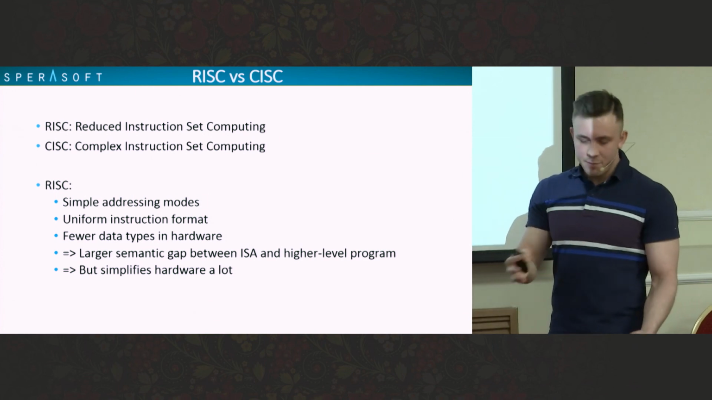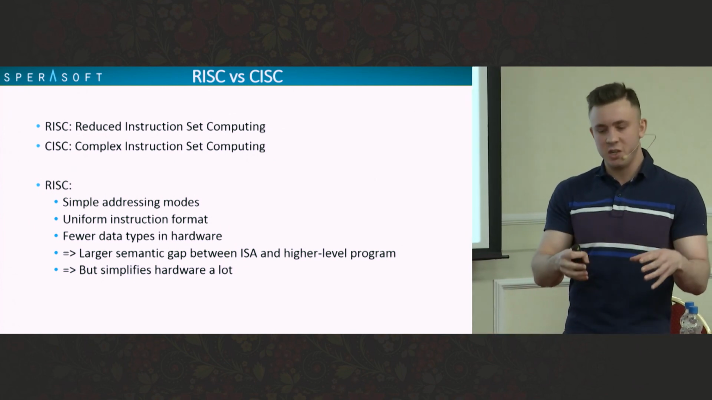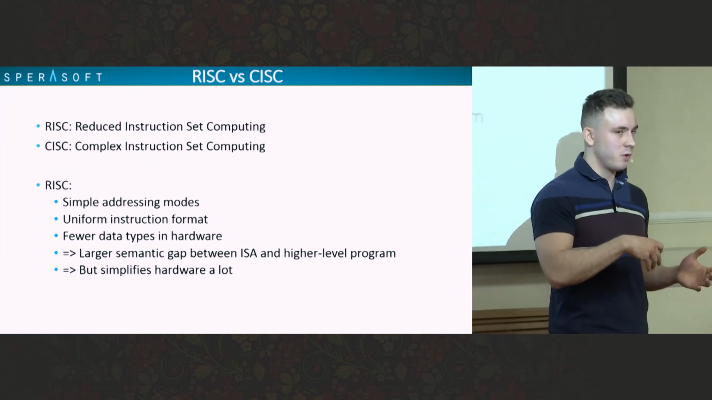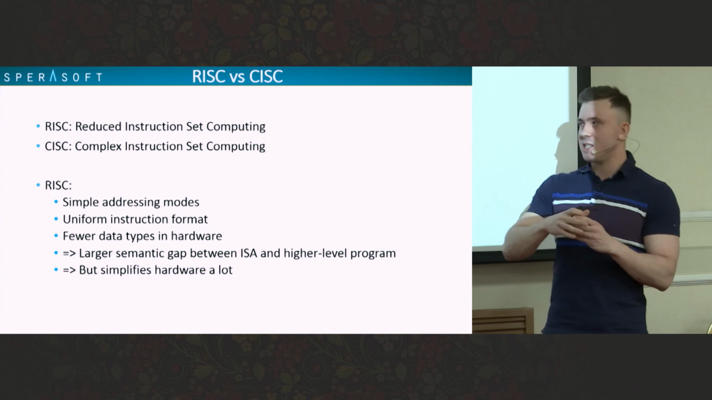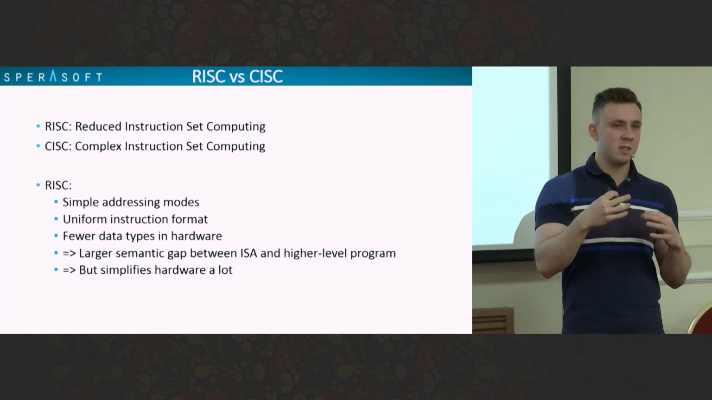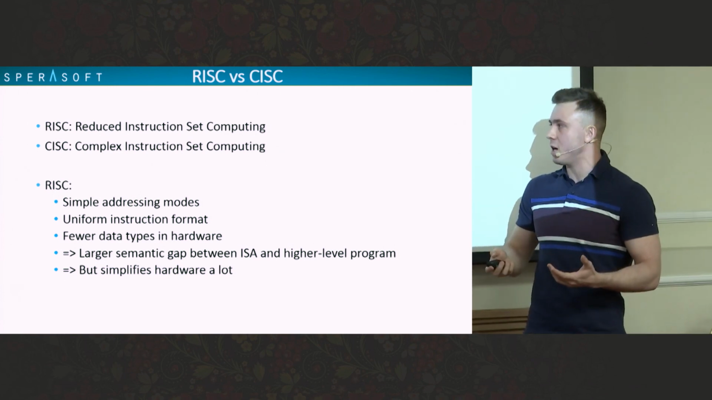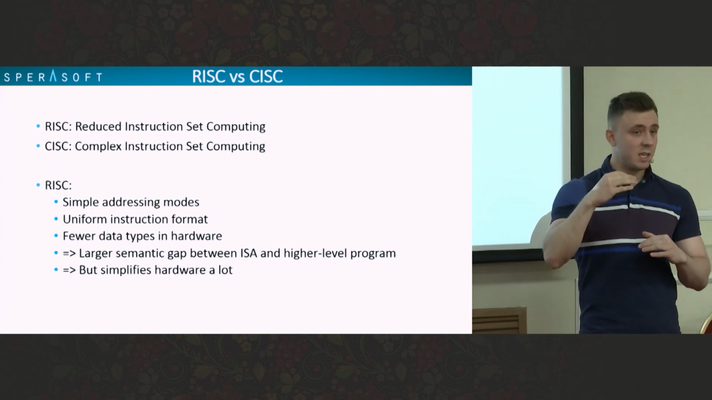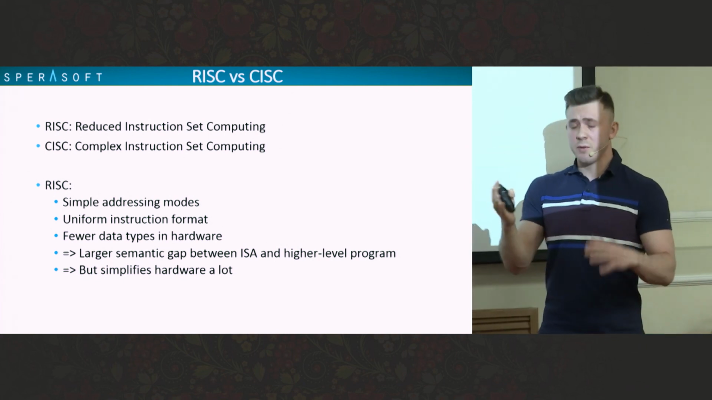Before Mark continues with algorithmic optimizations, just one topic to remember: the RISC and CISC architectures. RISC stands for Reduced Instruction Set Computing, and CISC for Complex Instruction Set Computing. The difference between them is kind of blurry, but basically, RISC has simple instruction addressing modes. It has a uniform instruction format. Usually, instructions are executed with the same latencies, they are of the same widths, and they're simple to decode, that kind of stuff. And you also have fewer data types in hardware. But as a result, you have a larger semantic gap between the high-level program and the underlying instruction set. So it simplifies hardware a lot.